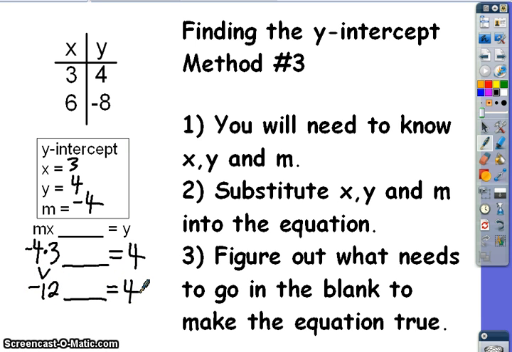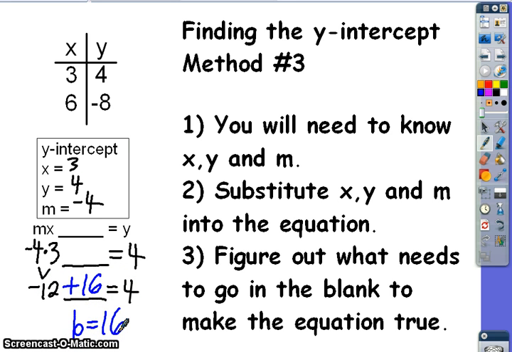Now I need to figure out what needs to go into the blank to make the equation true. So what has to go in this blank spot to get 4 as my answer? Well, I'm at -12, and I need to go to 4, so I need to increase. I need to go up 16 spaces. So I'm going to add 16. -12 plus 16 is, in fact, 4, so b is still 16.